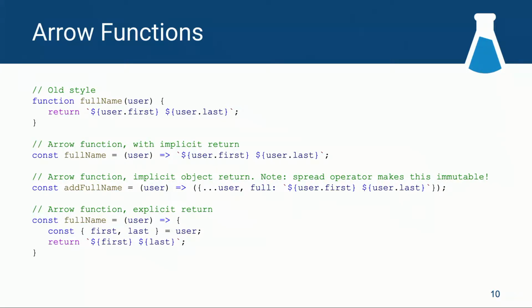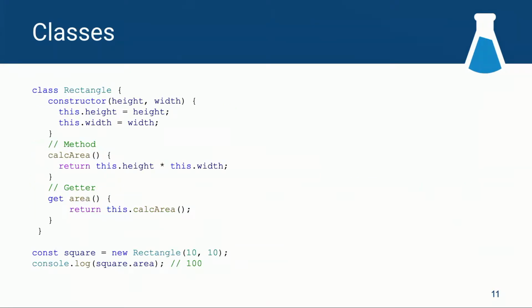Have you ever been confused about what this is in JavaScript? This will help you. But if you do put curly braces around it, you do need to have an explicit return. And then if you want to return an object, which you're going to do often, you need to wrap the object in parentheses. The other cool thing that modern JavaScript has are classes.